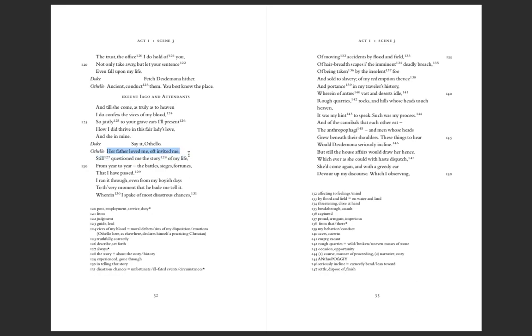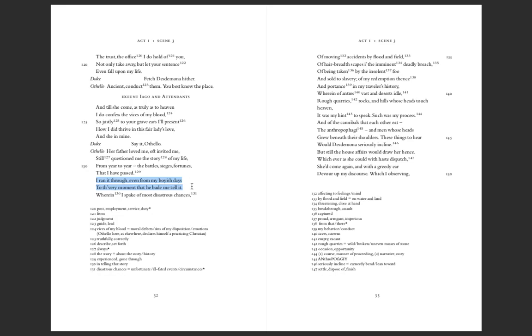Othello says, when he's defending himself in the courtroom, "Her father loved me, oft invited me, still questioned me the story of my life, from year to year, the battles, sieges, fortunes that I have passed." So Brabantio would invite him and ask him to tell stories about everything that he'd been through as a soldier. And Othello says, "I ran it through, even from my boyish days to the very moment that he bade me tell it." So he tells him his entire life story, even up until the point that he arrives at Brabantio's house.